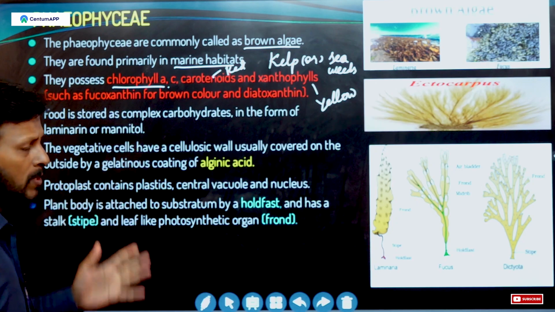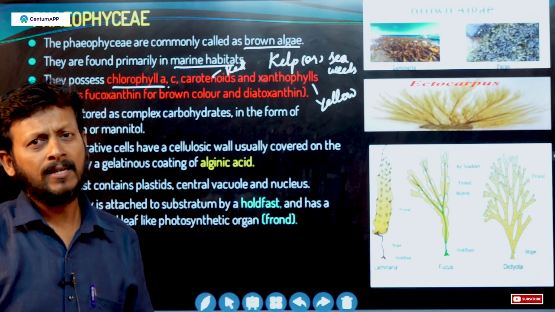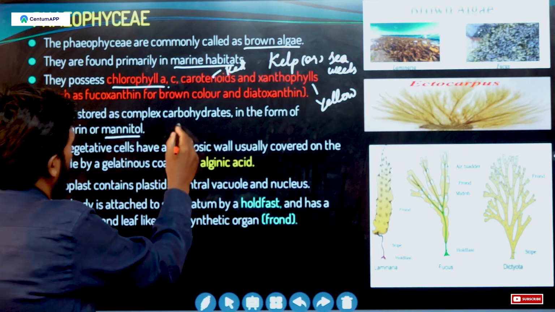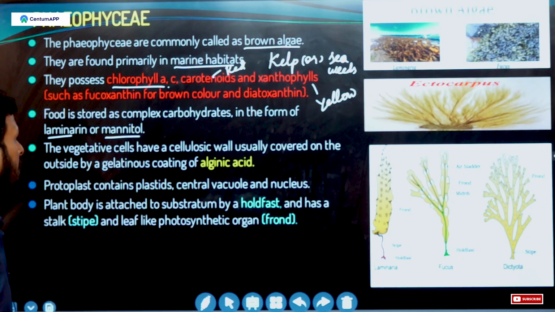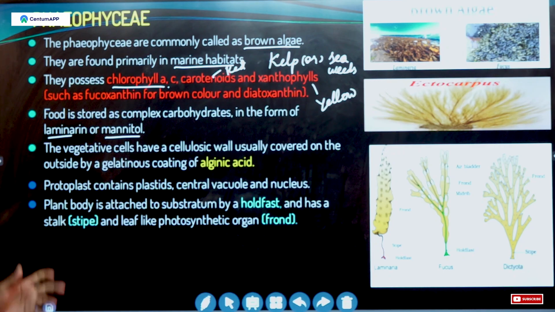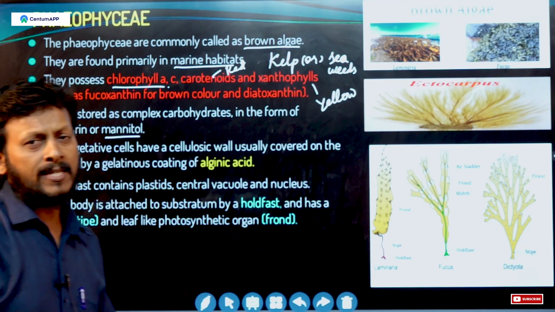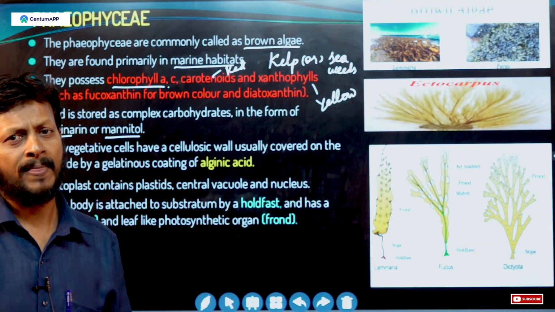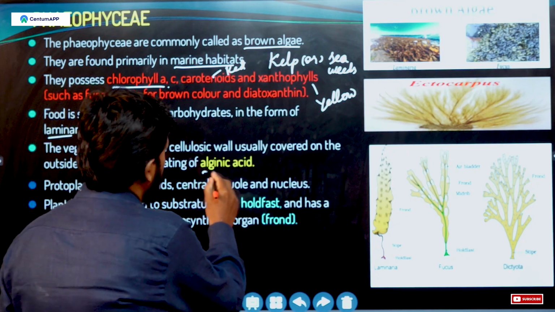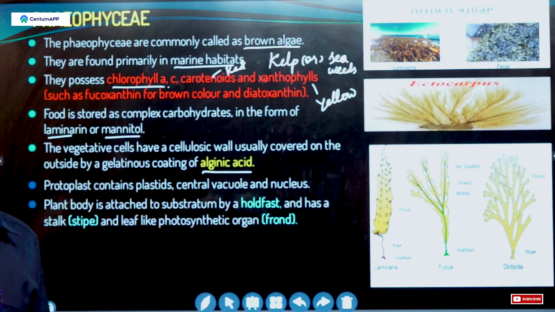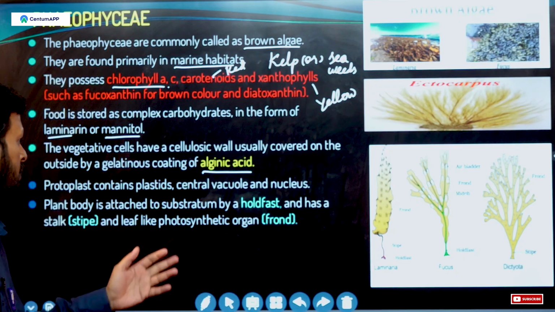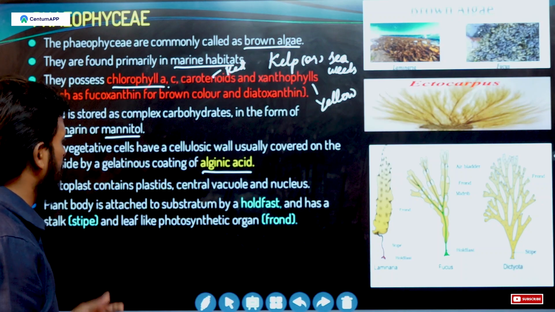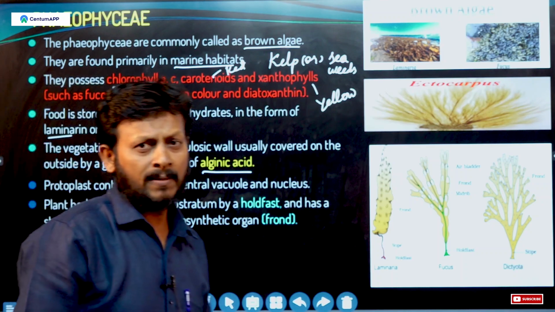To store food in Phaeophyceae, we call it mannitol or laminarian starch. These are all polysaccharides, laminarian starch as well as mannitol, to store the food content. In Phaeophyceae, the cell wall is made up of cellulose. In the outer layer of the cell wall is algin. Algins, alginic substances, can be used in many cosmetic and medical areas.